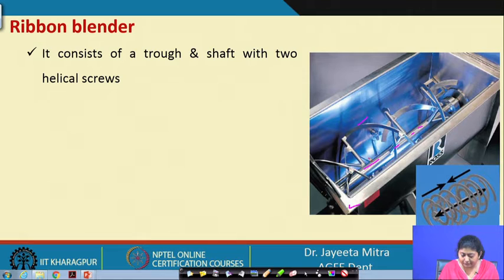This is one and this is one. Okay. Two helical screws are there. So, if you look at this diagram also, it is clearly visible that two different screws are there. One is rotating on the inner side, another on the outer side.